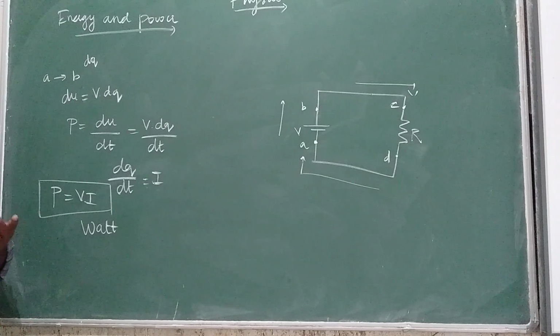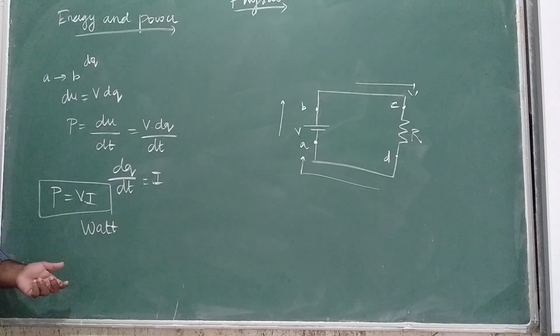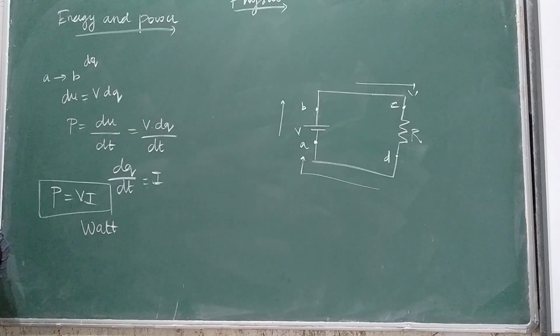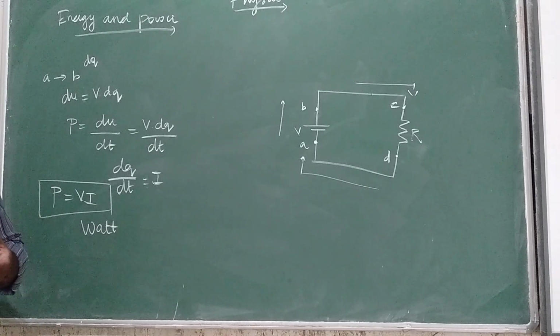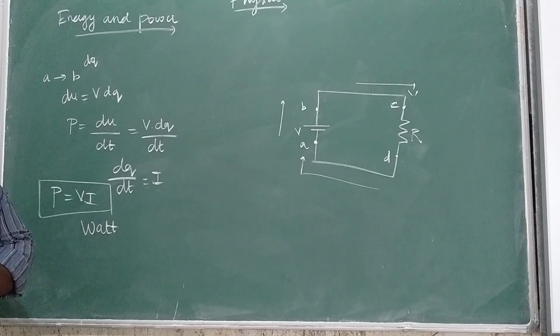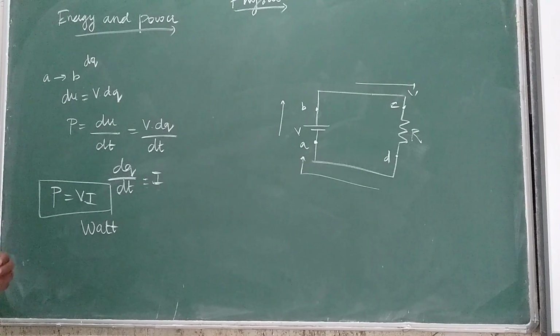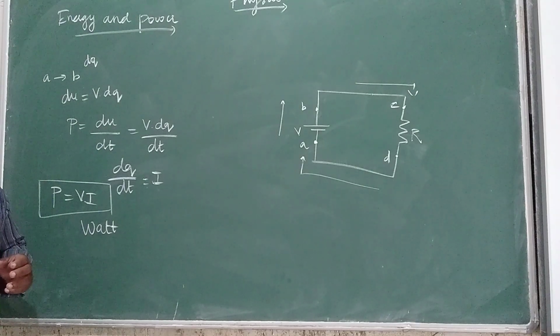If you substitute, what do you write down? V into dQ by dt. But we know that dQ by dt is equal to I. So if you substitute, P is equal to V into I, where V represents the potential difference of the battery and I represents the current flowing through the circuit. So the expression for the power is P is equal to V into I.